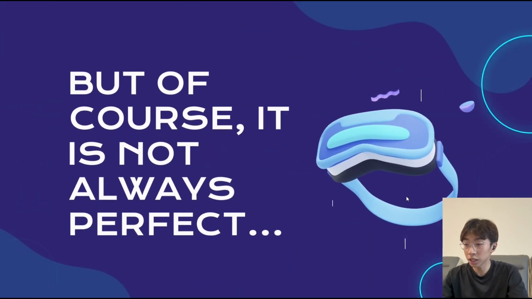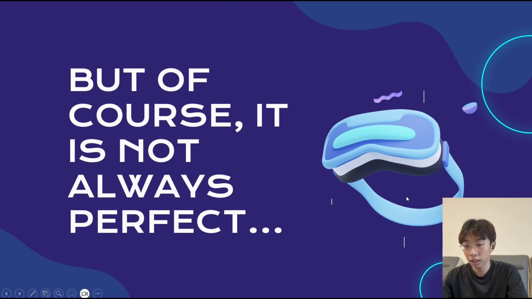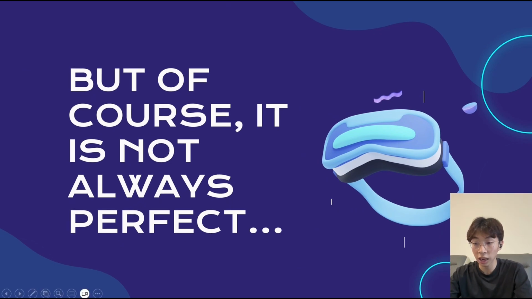But of course, it is not always perfect. Along with its advantages, there are also disadvantages, particularly in terms of social and ethical impacts, which must be carefully considered.